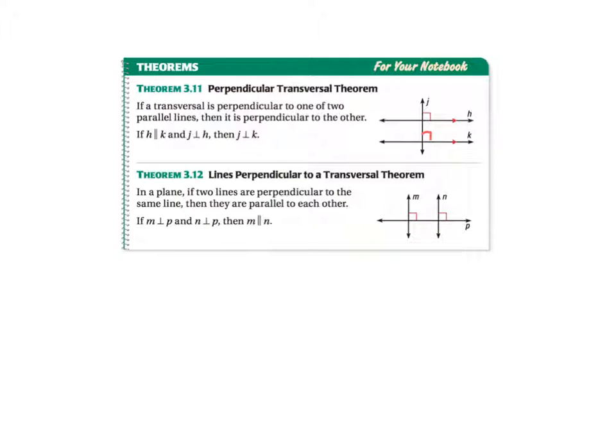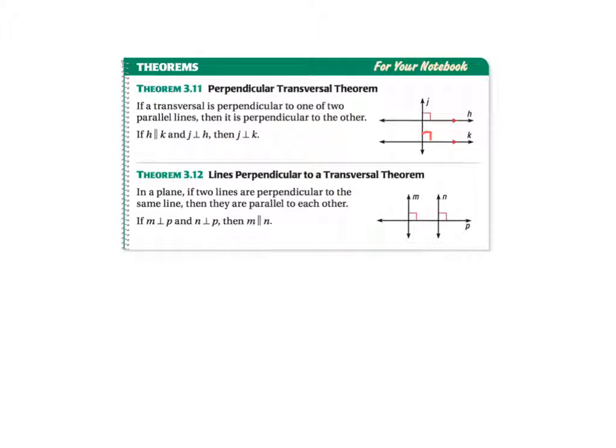It states in a plane, if two lines are perpendicular to the same line, so here we have line M and line N that are both perpendicular to line P, then they are parallel. So the two lines that were perpendicular are parallel to each other. So that would mean that line M and line N are parallel. And it's exactly what this states. It says if M is perpendicular to P and if N is perpendicular to P, as it states here, then line M is parallel to line N, just like it shows here.